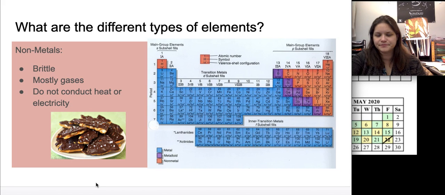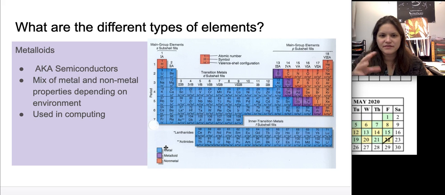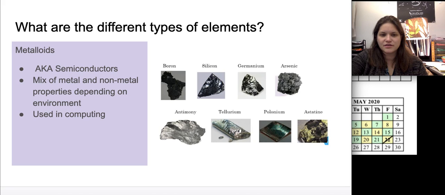Okay, last one we have are the semiconductors in the middle. Those are the ones that have a mix of properties, often used in computing. There's pictures of the different semiconductors, the different metalloids.